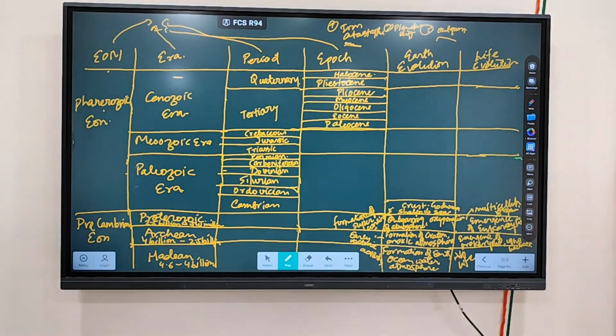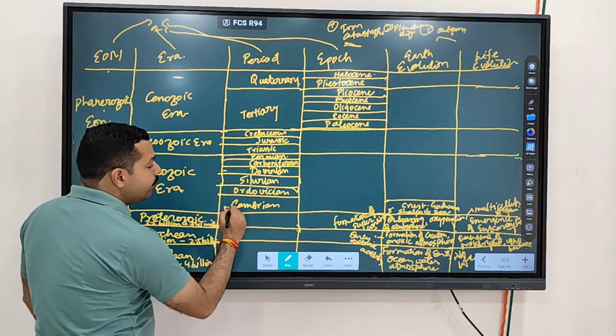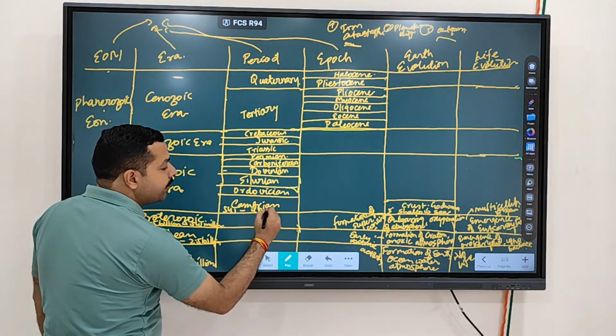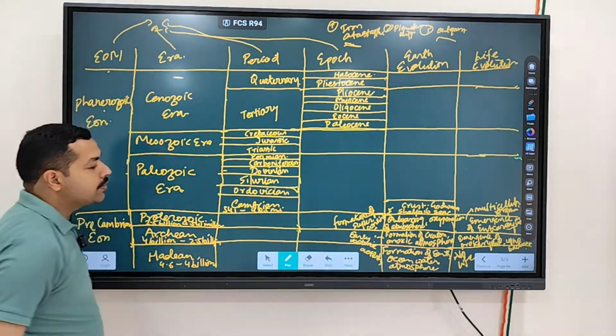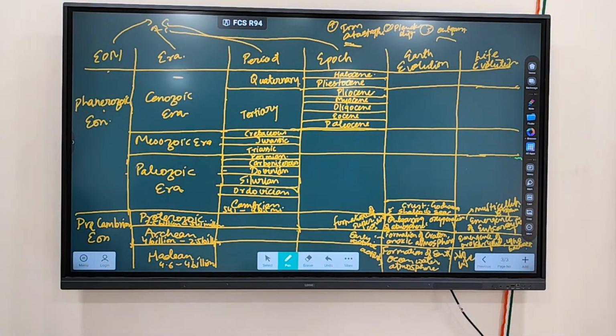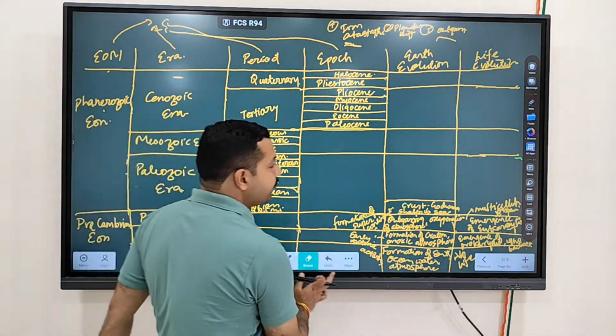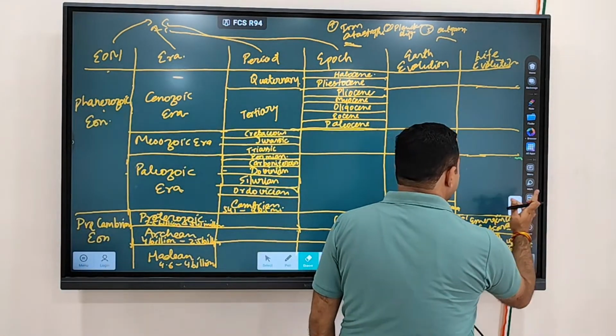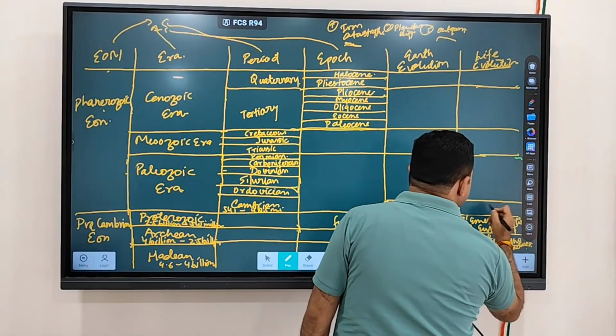Fine. This Cambrian period is from when to when? From 541 million years ago to around 485 million years ago. So from 541 to 485 million years ago, you'll find the Cambrian period. Now in this period, you'll see the coming of invertebrates. So which type of life is evolving now? Invertebrates.